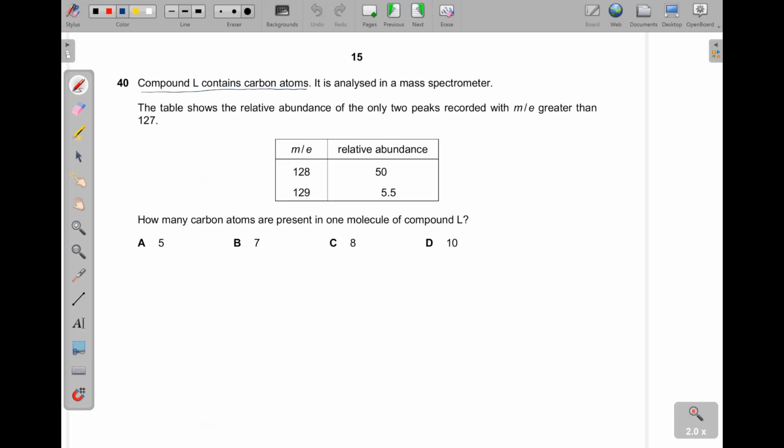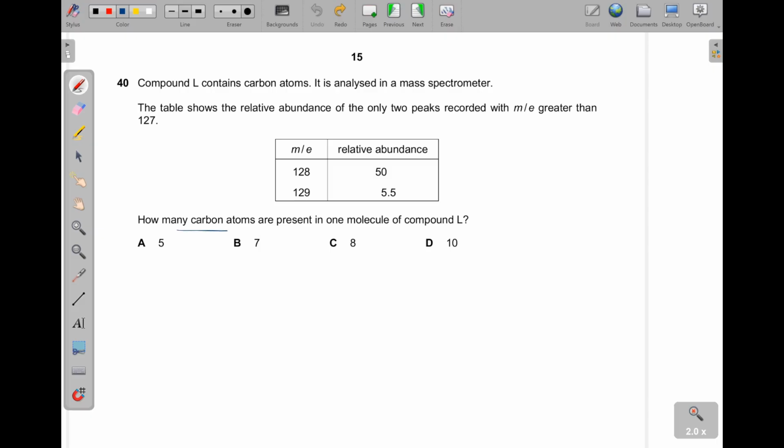Question 40. Compound L contains carbon atoms. It is analyzed in a mass spectrometer. The table shows the relative abundance of the only 2 peaks recorded with mass to charge ratio greater than 127. They haven't said that the mass to charge ratio of the molecular ion, or the relative molecular mass of that molecule, is 127. This was a trick.